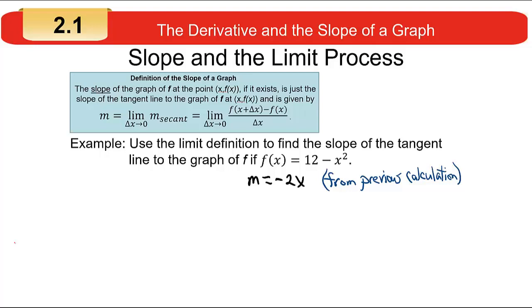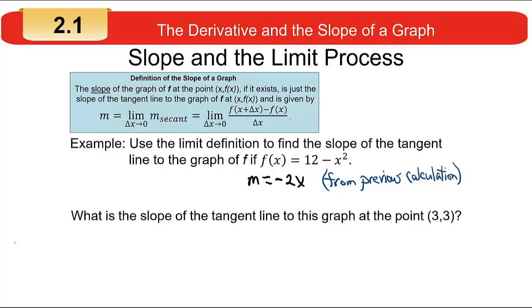So what we just found out is that if you have the function f of x equals 12 minus x squared, the slope of the tangent line is minus 2x for any x value on the curve. So I can ask some other questions. For instance, I could ask you, what is the slope of the tangent line to this graph at the point 3, 3? Well, once we have the slope formula, calculating the actual specific slope at that value is as easy as just plugging in.